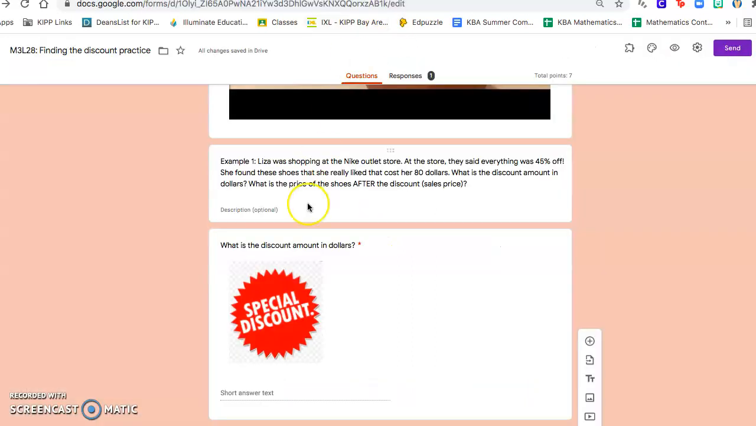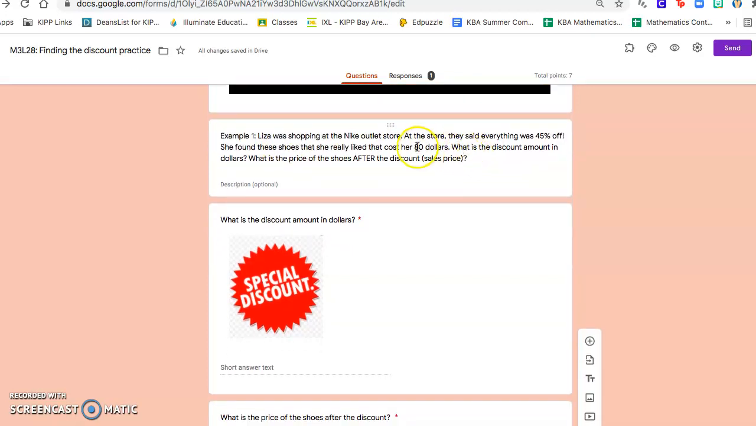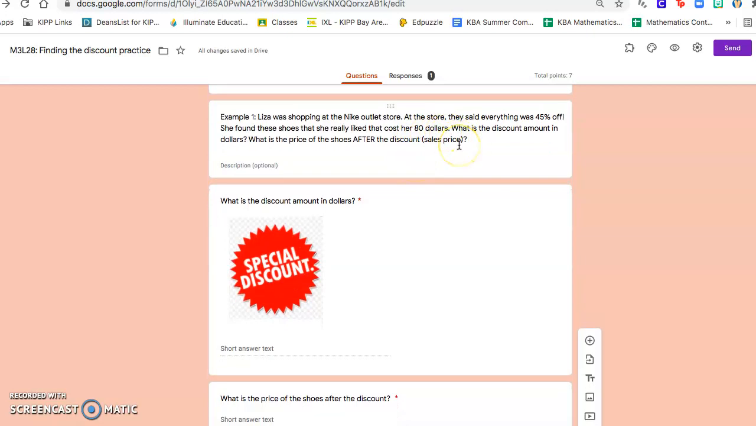So it might be helpful for you. So let's get started. So it says Liza was shopping at the Nike outlet store. At the store, they said everything was 45% off. She found these shoes that she really liked that cost $80. What is the discount amount in dollars? And what is the sales price after the discount? So we have to find two things.